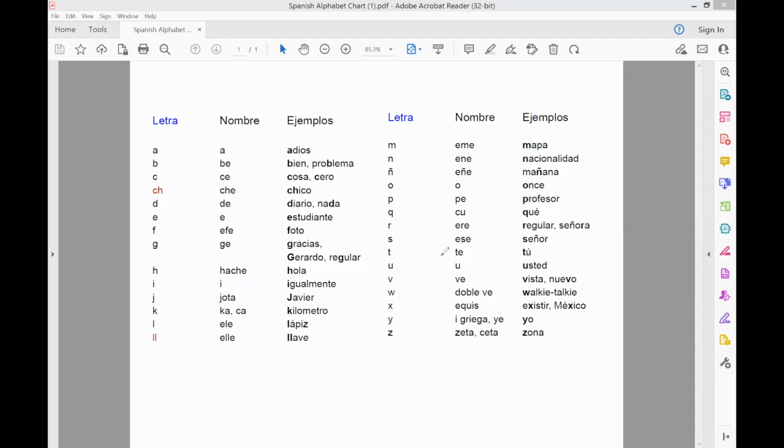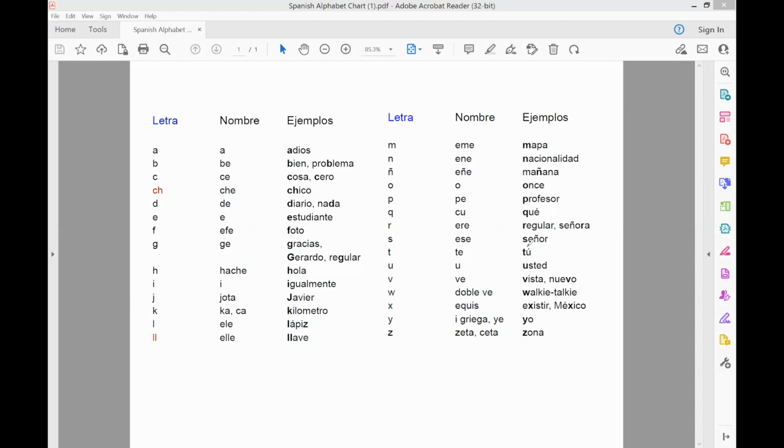Repite. Ese. Señor. Te. Tú. So with the word tú, when you're saying a Spanish T, if you think an English D, you'll be closer because again, it's not as sharp as it is in English. So, tú. Muy bien. Continuamos. Repite.